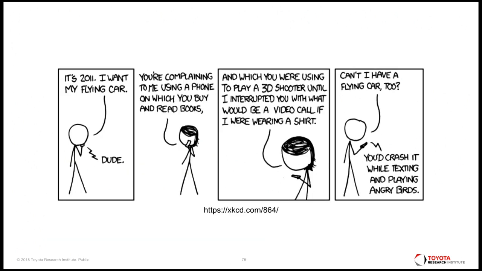And again, there's an XKCD comic for everything. It's 2011. I want my flying car, dude. You're complaining to me using a phone on which you buy and read books, and which you were using to play a 3D shooter until I interrupted you with what would be a video call if I were wearing a shirt. Can't I have a flying car too? You'd crash it while texting and playing Angry Birds.